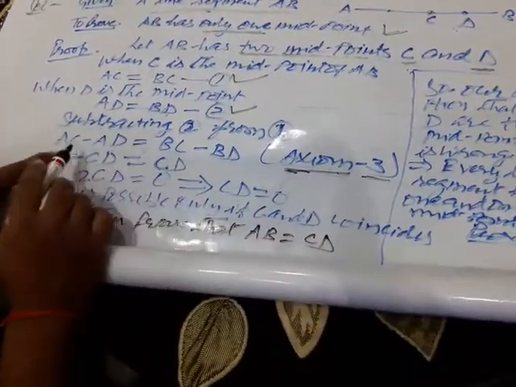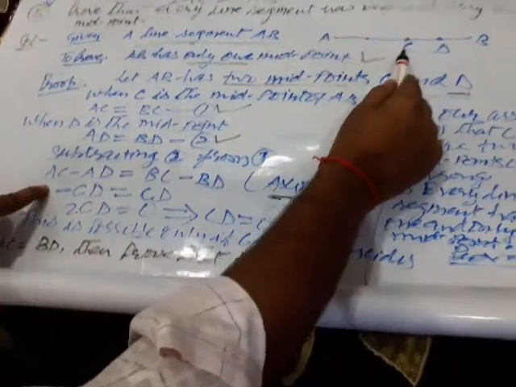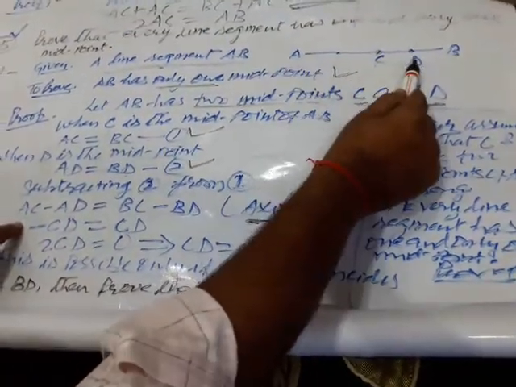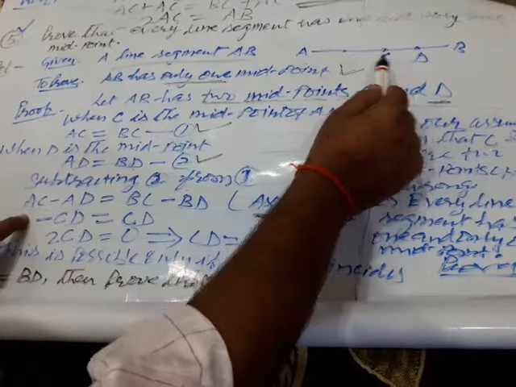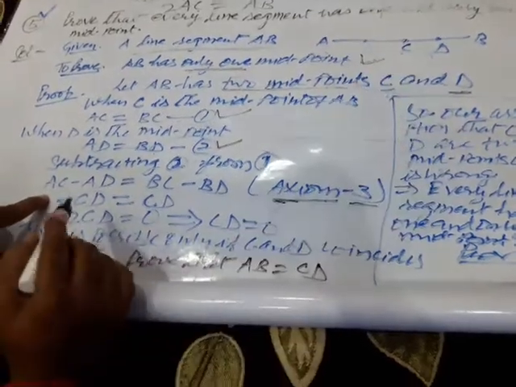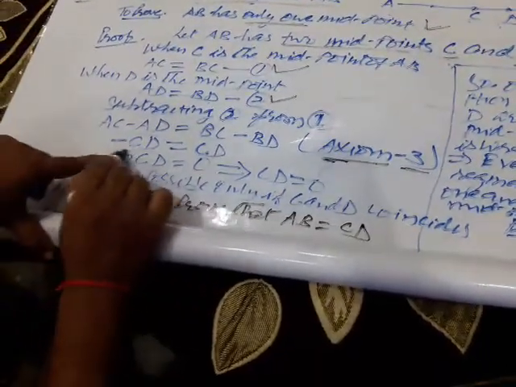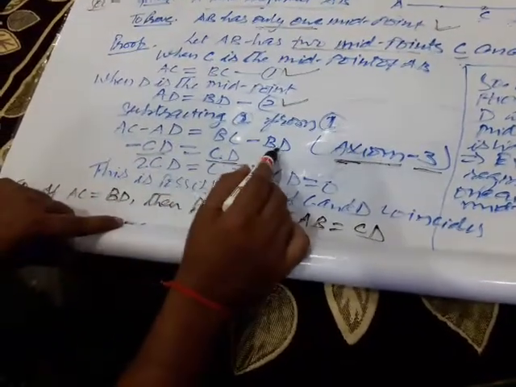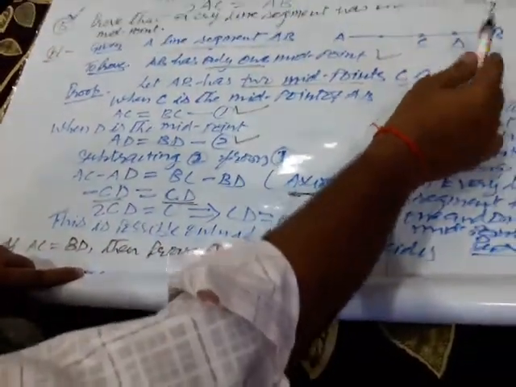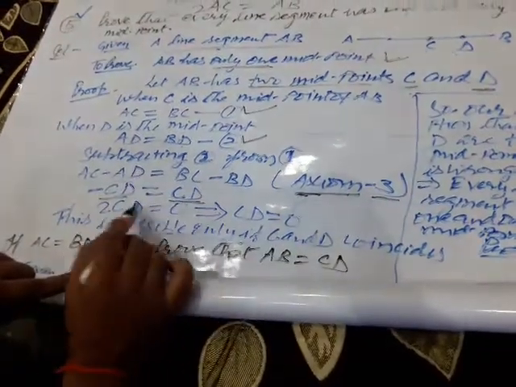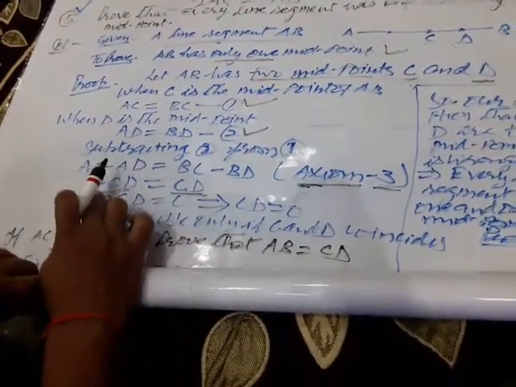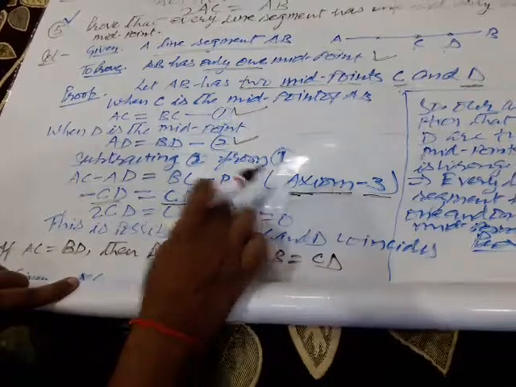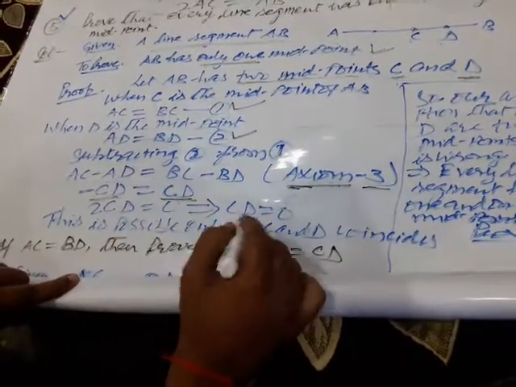Now see the figure, AC minus AD. AC is smaller distance, AD is the bigger distance. When AD is subtracted from AC, then algebraically it is minus CD. Minus CD equal to CD. Now BC minus BD, then CD is there. Now by transposing, minus CD went that side, and 2CD equal to 0.